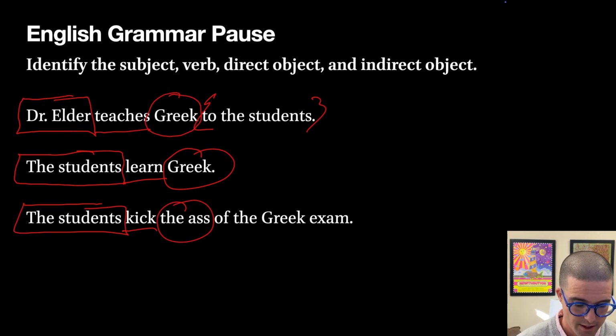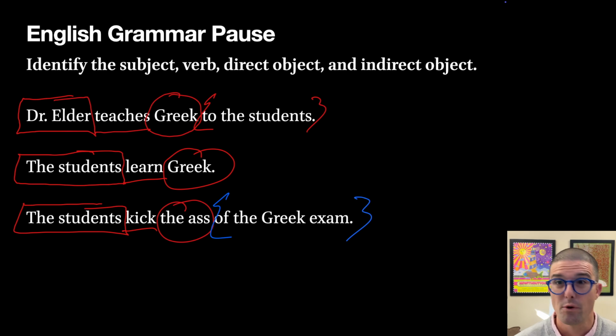This is a bit of a trick question here, and I'm setting us up for what we are going to do next. Of the Greek exam is showing possession. That is, to whom does the ass belong? The Greek exam. And so we'll talk about what that'll look like in the Greek cases in just a moment here. So no indirect object here, just a subject, the students, verb, kick, and direct object, the ass.